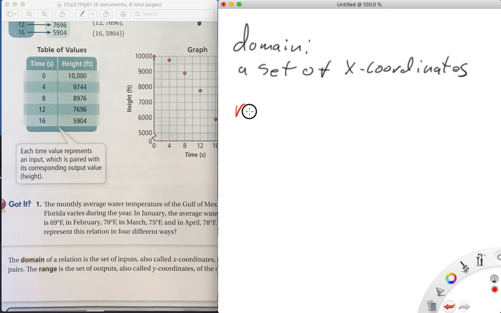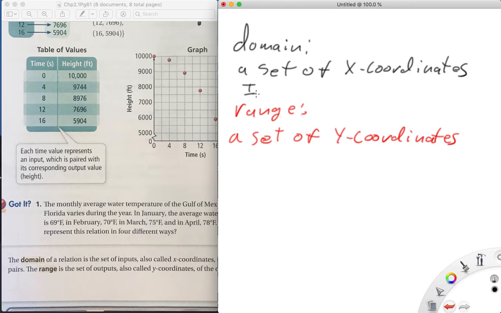Range, they are a set of y coordinates. Domain is a set of x coordinates. Range is a set of y coordinates. You can say they're inputs, a set of inputs. You can say that the range is a set of outputs. Either way, that works.